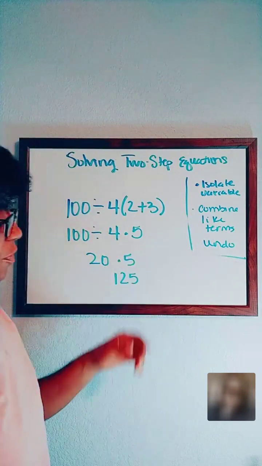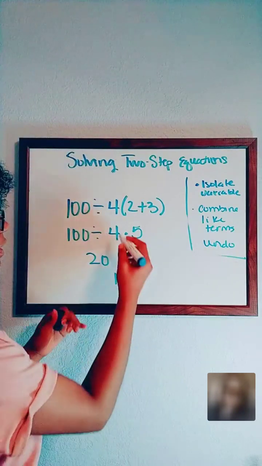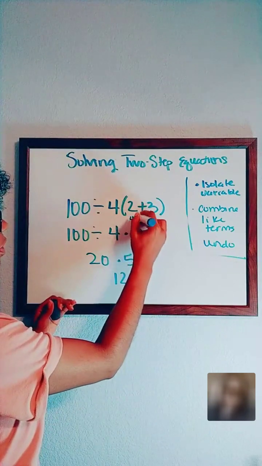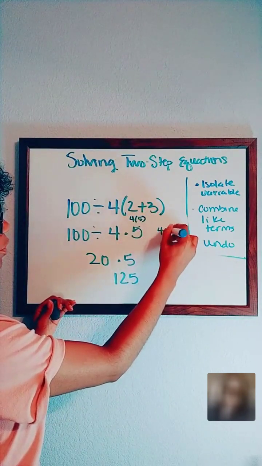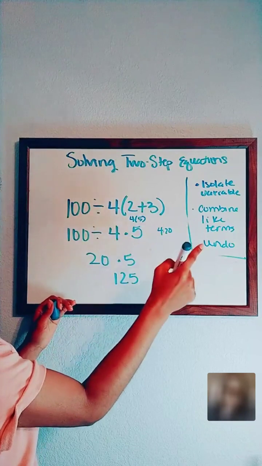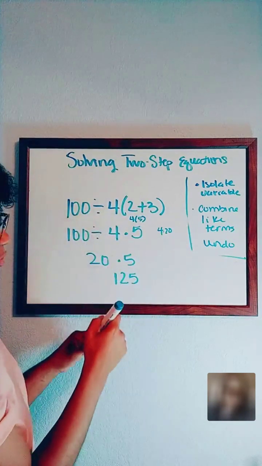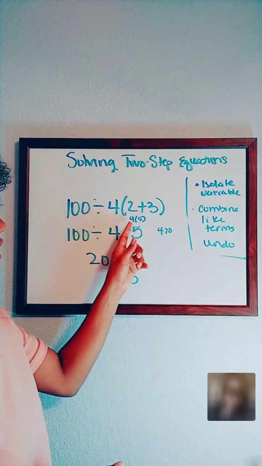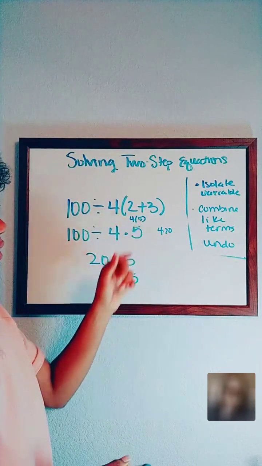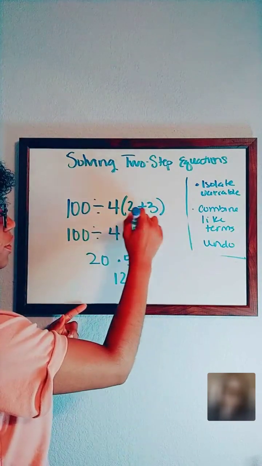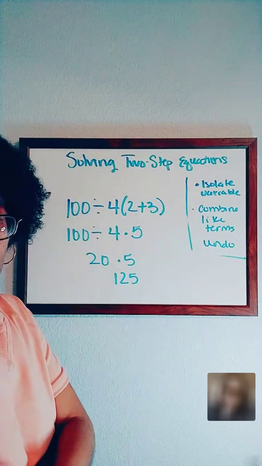So I think people are getting confused because they're leaving the parentheses like this. They're doing 4 times 5 and they want to do 4 times 20, but you're still out of order, because you're supposed to do 100 divided by 4 first. So even if you would have kept the parentheses there and did 4 times 20, you're still out of order. You're welcome.